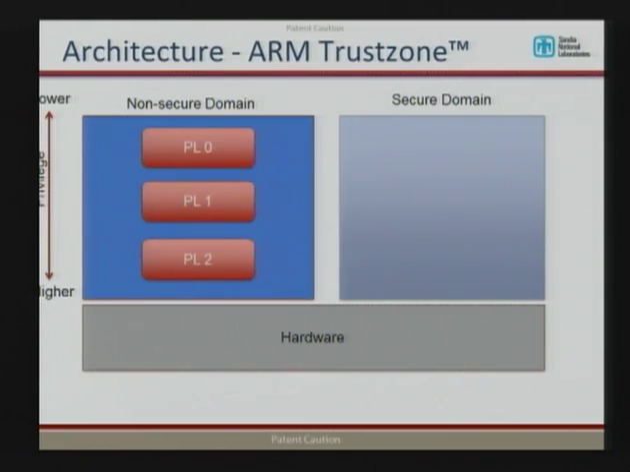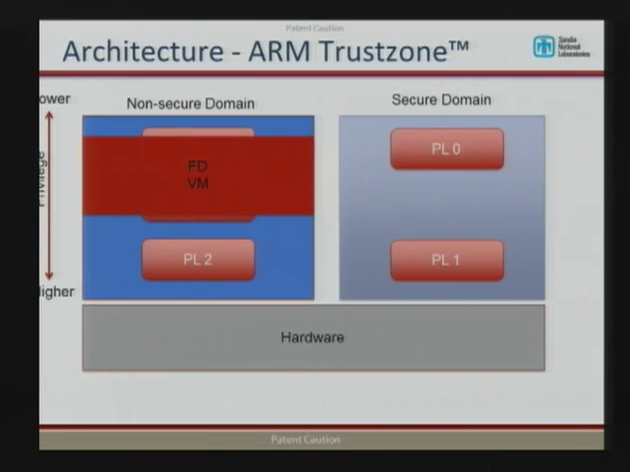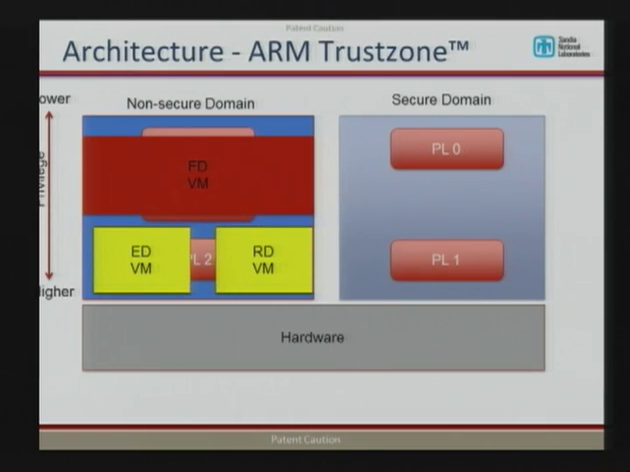And so they actually have 3 privilege levels inside of the non-secure domain and 2 inside of the secure domain. And so if we want to take the integrity levels and map them onto this architecture, our potential mapping will be as follows. Your function domain will effectively be a virtual machine using the bottom 2 privilege levels. We'll put your ED and RD at privilege level 2, and then just because you want to protect the policy domain, since it actually has all the information, we put that in the secure domain, in this case at PL0. So this is how we would do it on ARM.